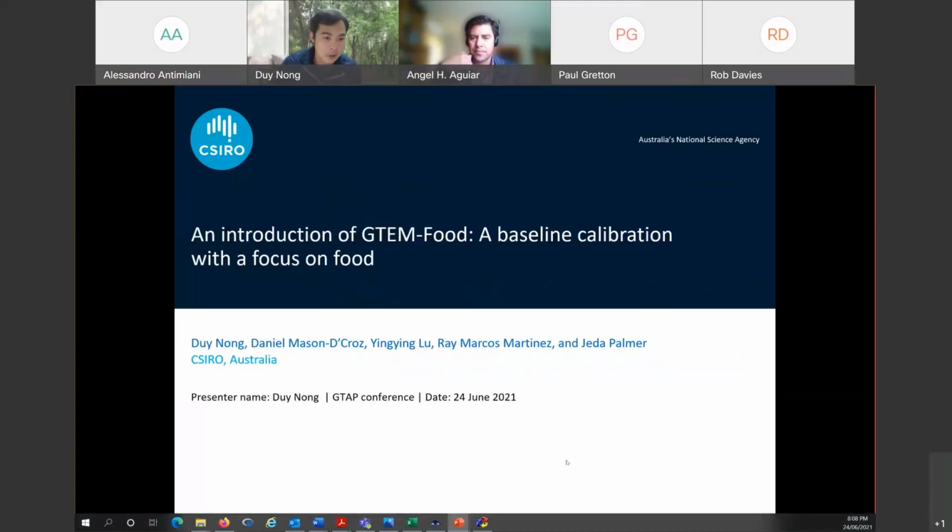Yes, we can see. Hello everyone. My name is Rino, and today I would like to talk about our new model GTAP, and we are in the process of checking the results from the baseline. So today we would like to talk about the results with a focus on food, and I developed this model with our colleagues at CSIRO in Australia.